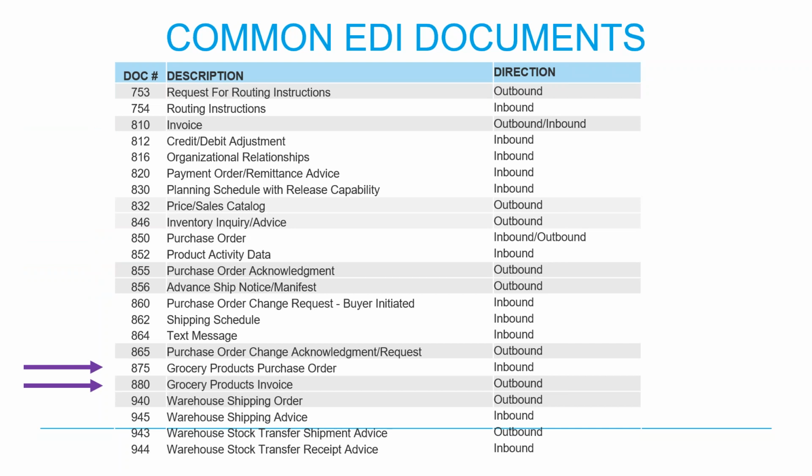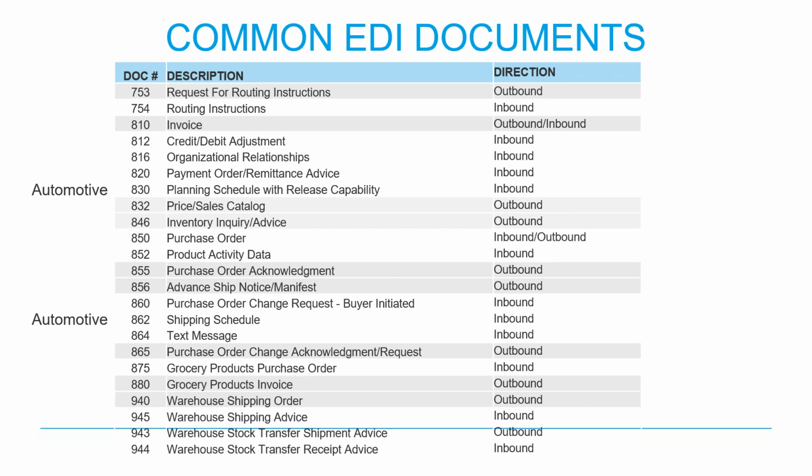We do have grocery documents, and the grocery documents are the inbound PO or 875 and the outbound invoice or the 880. These two documents are very similar to the 850 and 810, but they're used specifically in the grocery industry.